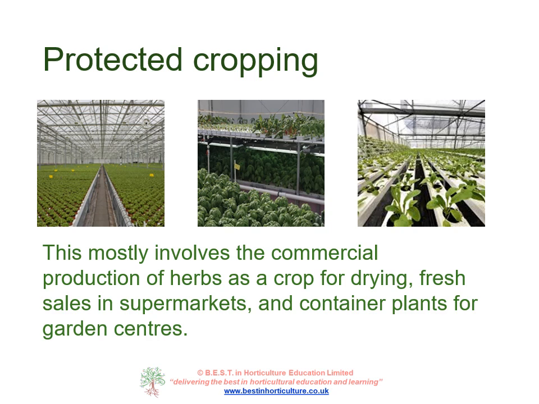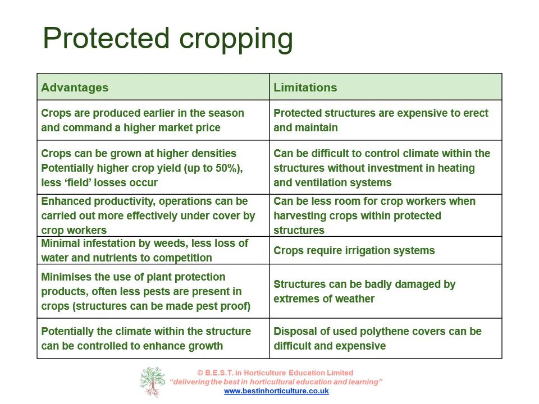Many herbs, because of their requirement for free draining environments, are not automatically suitable for hydroponics, and yet some experimenters are finding success in this method of growing. So the advantages and limitations of protected cropping include, firstly, that crops are produced earlier in the season, and this can make them command a higher market price. Crops can be grown at higher densities, potentially higher crop yield, up to 50% more, with less field losses occurring. Enhanced productivity: operations can be carried out more effectively under cover by crop workers.